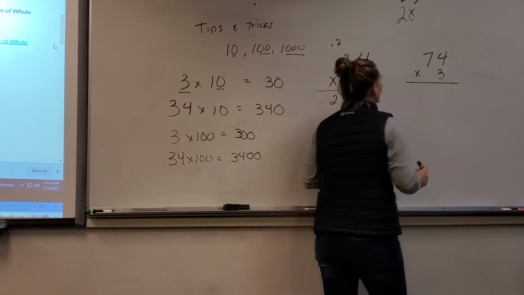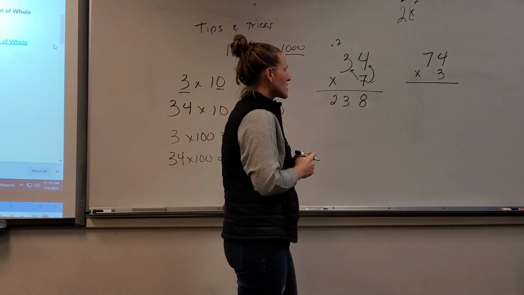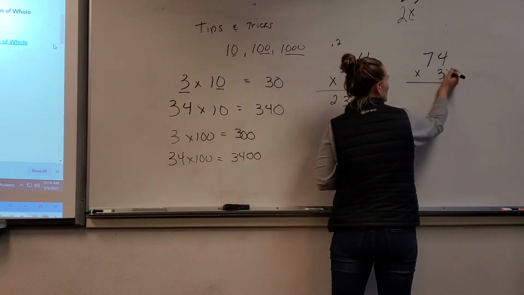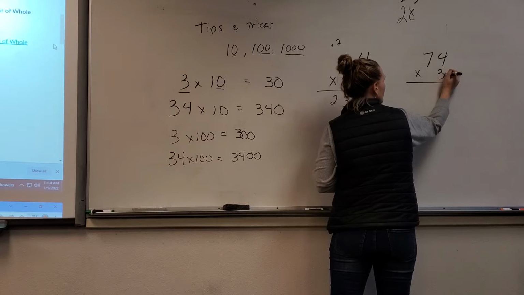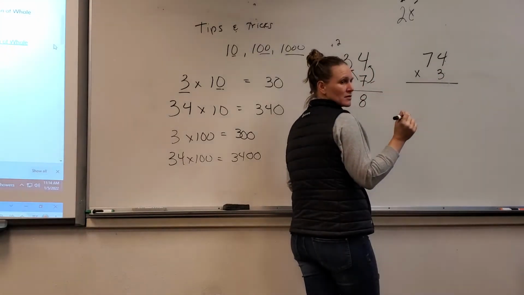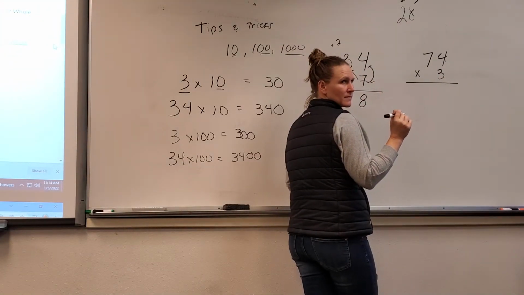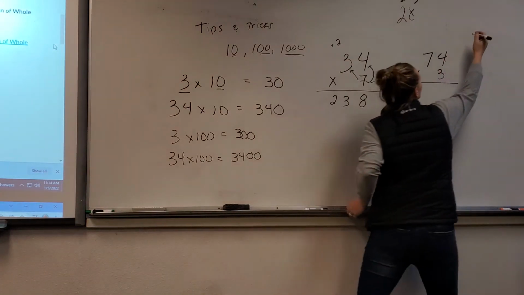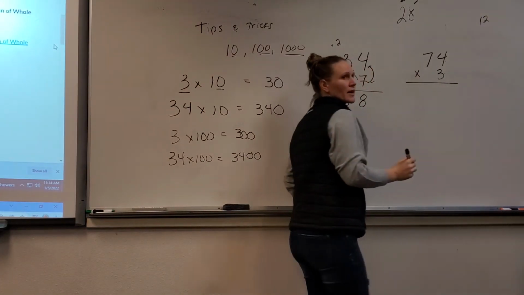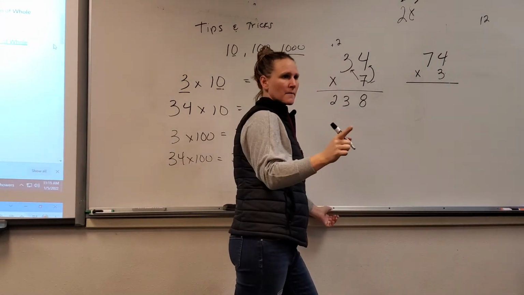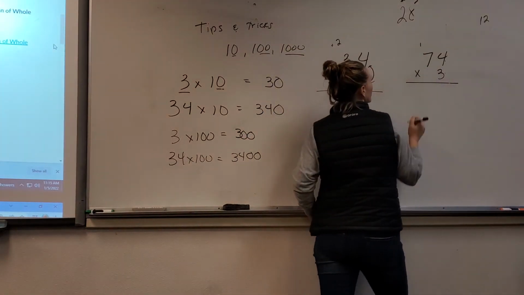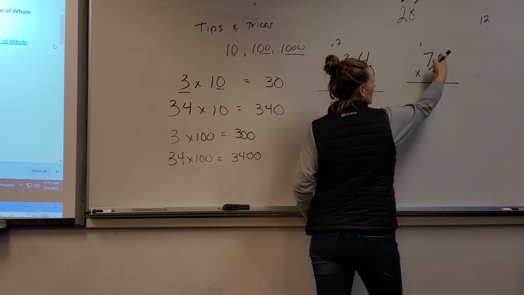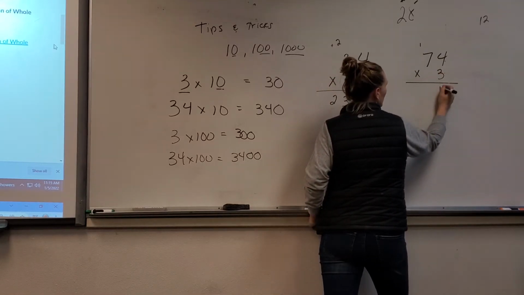So 74 times 3. Remember, I'm going to take the first number straight above. So 3 times 4. 12. Good. So what number goes down and what number gets carried? If 3 times 4 is 12, how do I write that? Put the 1 above the 7. Okay? Put the 2 under the 4 and 3.